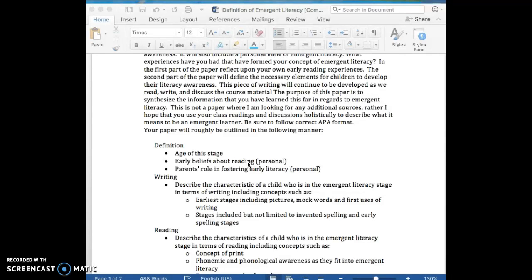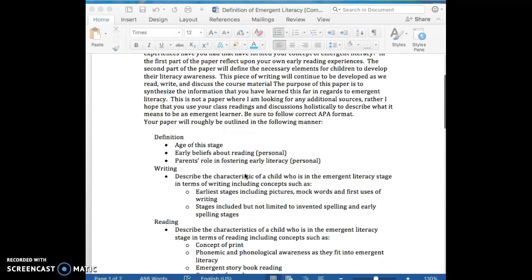And then finally, and even though it says reading here, it probably should say literacy. So what maybe were some of your early thoughts about writing as well? And then your parents' role in fostering early literacy. What did your parents do or not do for you that you think maybe there's some things that they should have done, or maybe your parents gave you this wonderful, rich early literacy environment. So those are the things that you would talk about there.